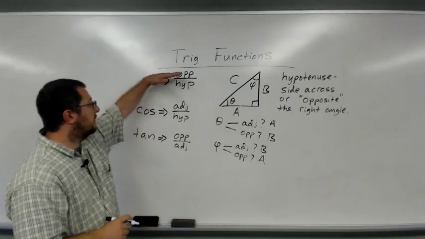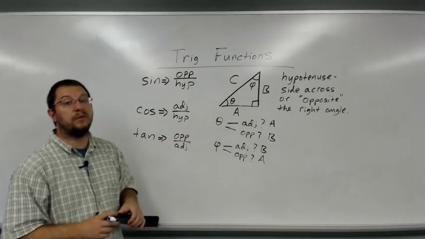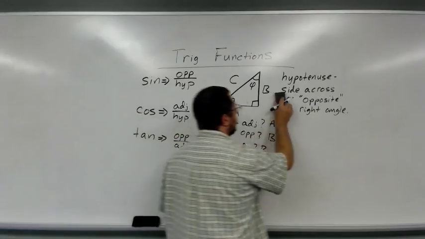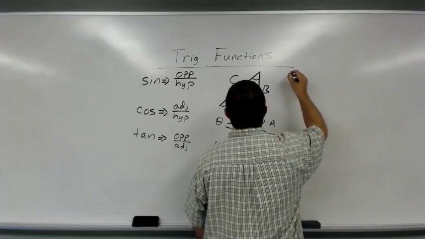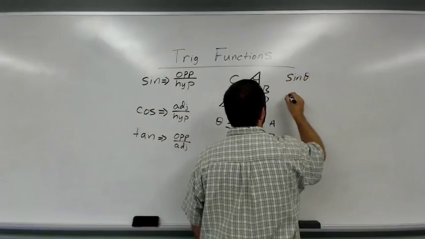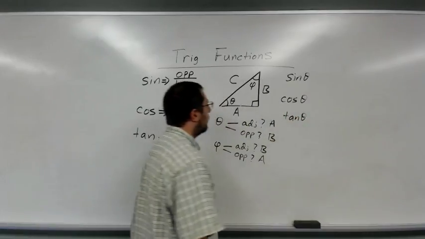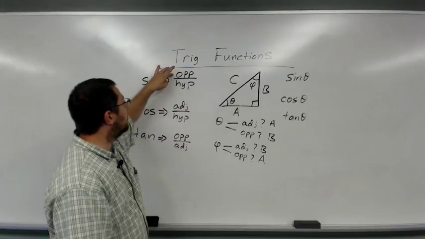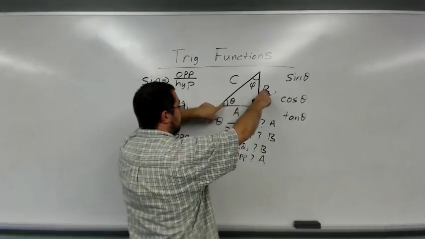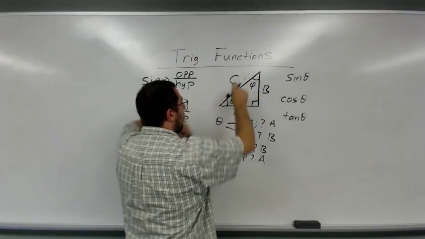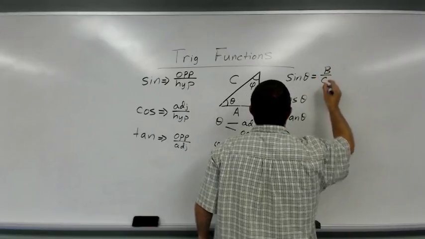So how can I write these three trigonometric functions for the angle theta and then for the angle phi? Right? So let's do that. So we will have, let's start with sine. So sine theta, cosine theta, and tan theta. All right? So sine is opposite over hypotenuse. So with respect to angle theta, my opposite side is B, and then over C. So sine theta is going to be B over C.